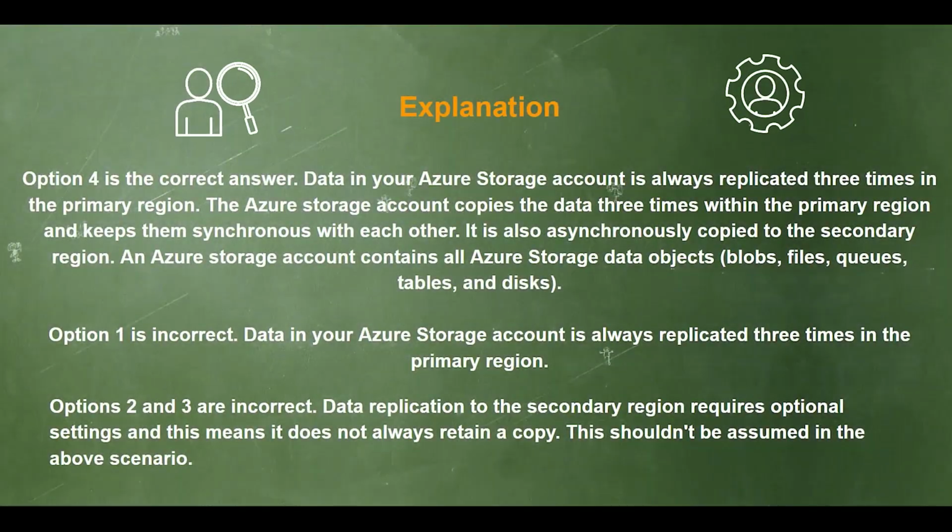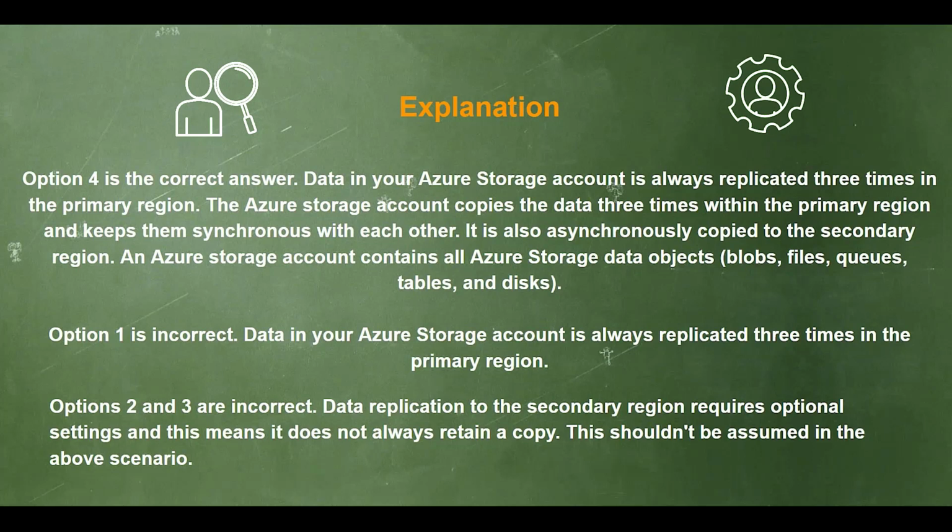Option 4 is the correct answer. Data in your Azure storage account is always replicated 3 times in the primary region. The Azure storage account copies the data 3 times within the primary region and keeps things synchronous with each other. It is also asynchronously copied to the secondary region. An Azure storage account contains all Azure storage data objects: blobs, files, queues, tables, and disks.